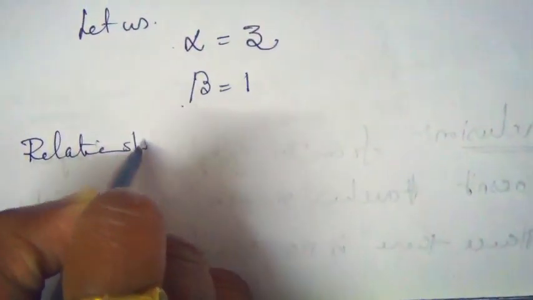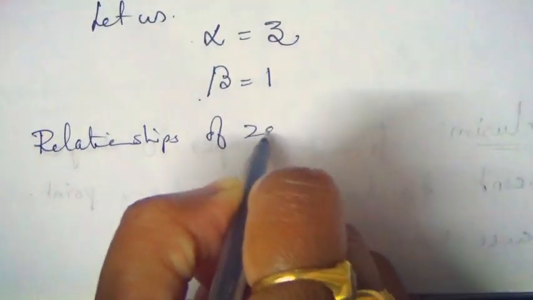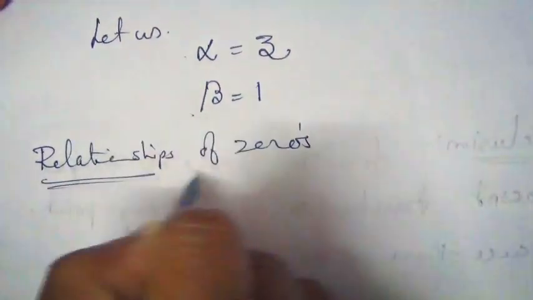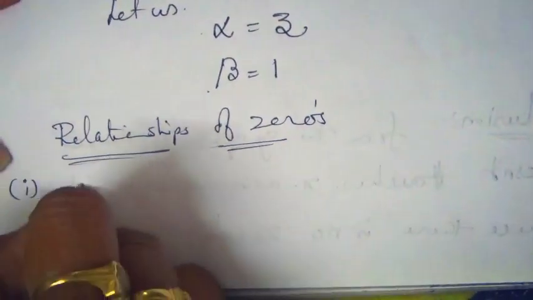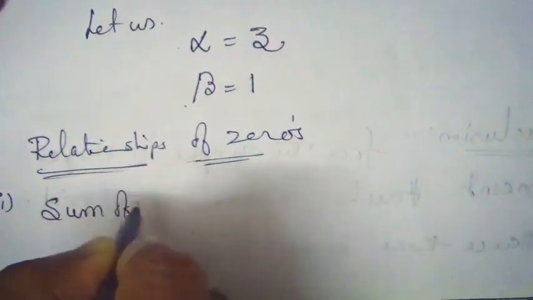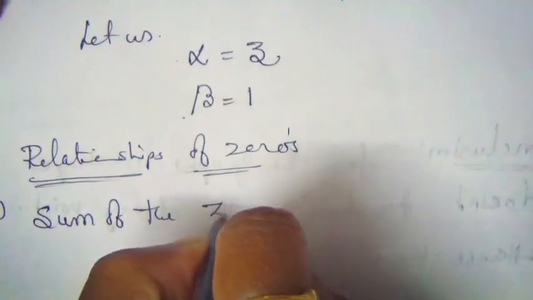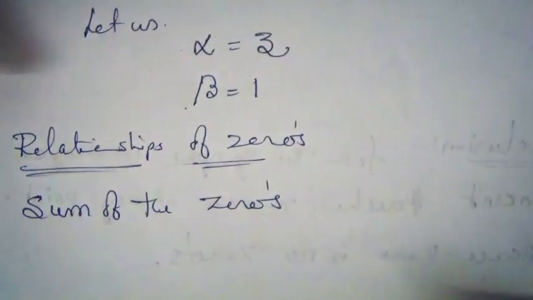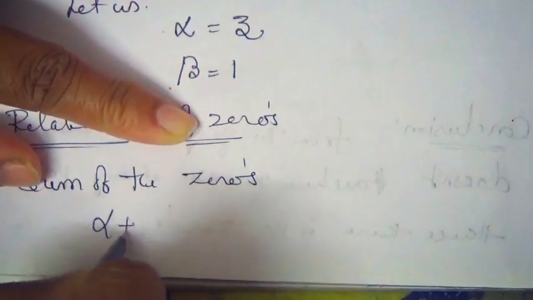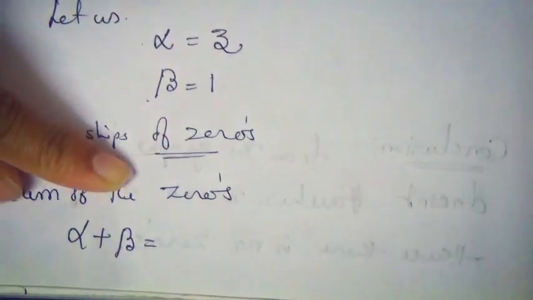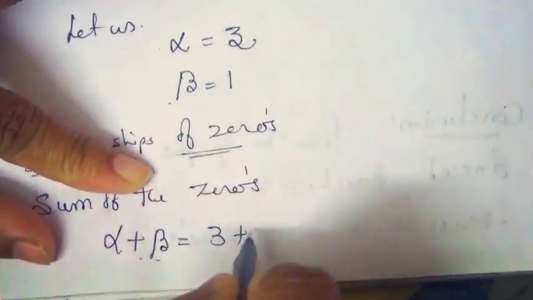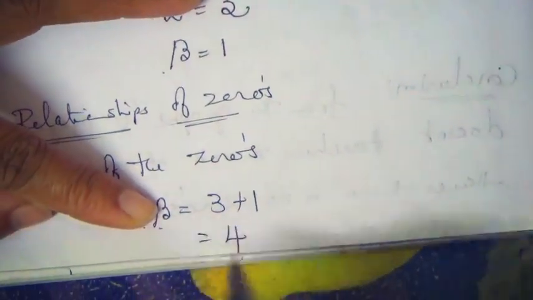We first check the relationships of zeros. What is the first relationship? The first one is the sum of the zeros. What is the sum of the zeros? Alpha plus beta. Alpha means 3 and beta means 1, that is equal to 4.